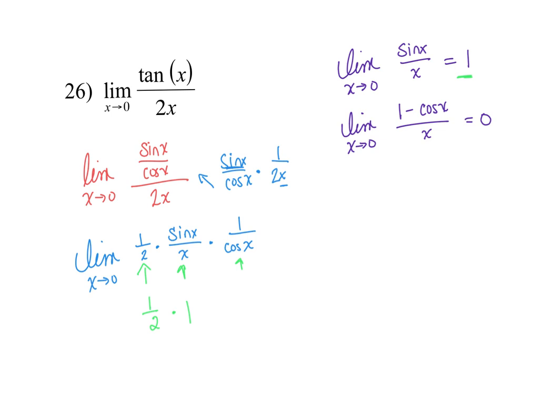Cosine, x value of 0 is 1. So 1 over 1 is just 1. What is my limit here? 0.5. Yep, it's just 1/2.